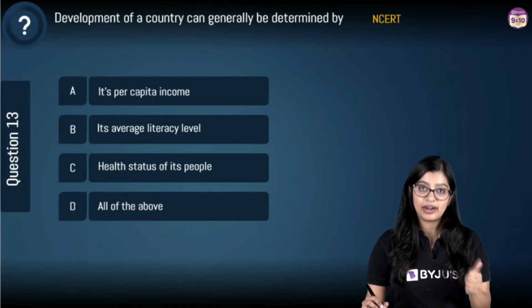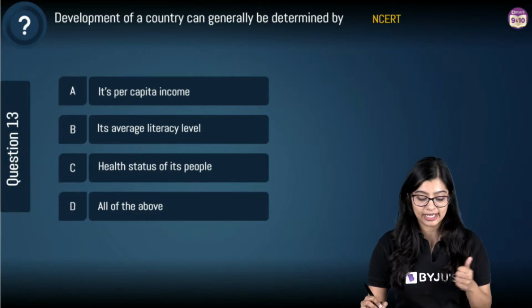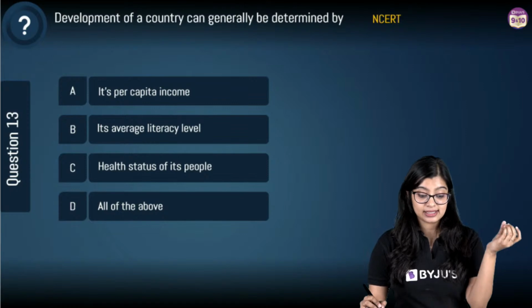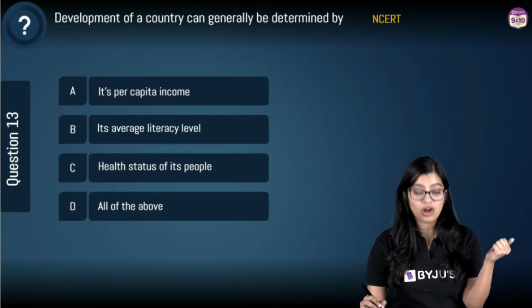The development of a country can be generally determined by its per capita income, its average literacy rate, the health status of the people, or all of the above.